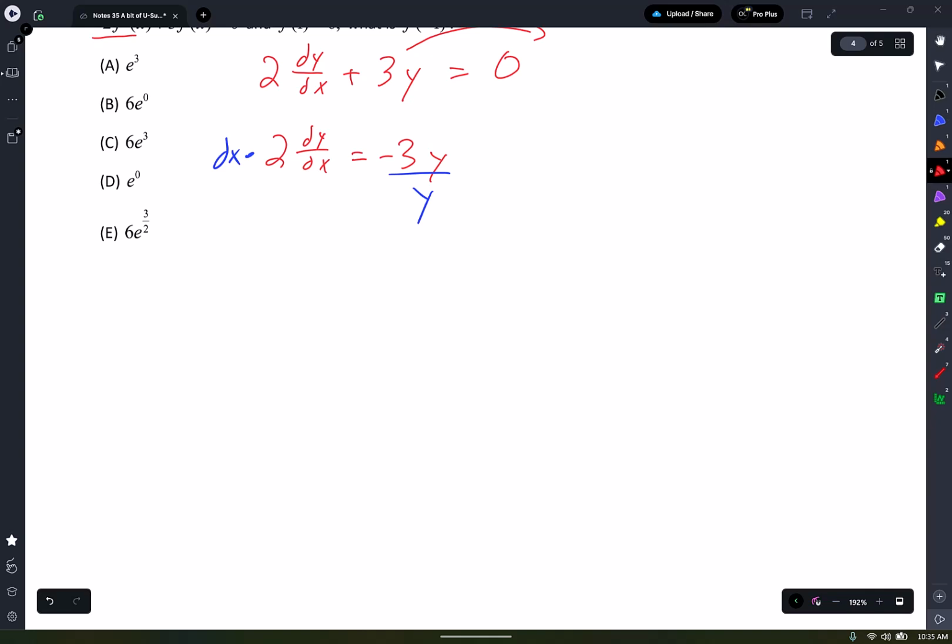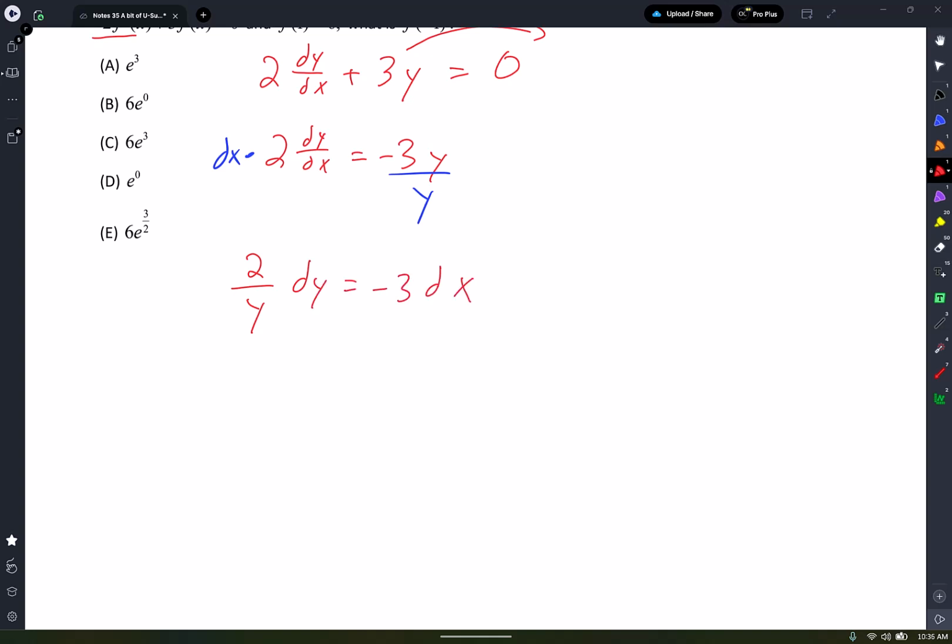So here's what I have. Yeah, this is why I said I don't know if we're ready for this, but here we go. Well, I'm just moving stuff around. I'm not balancing here. I'm just moving y's with the y's, x's with the x's. 2 over y dy equals negative 3 dx. Move the y's with the y's, the x's with the x's.